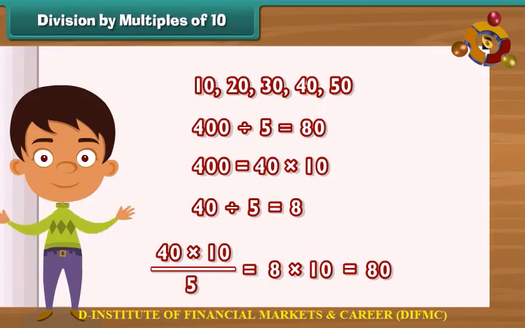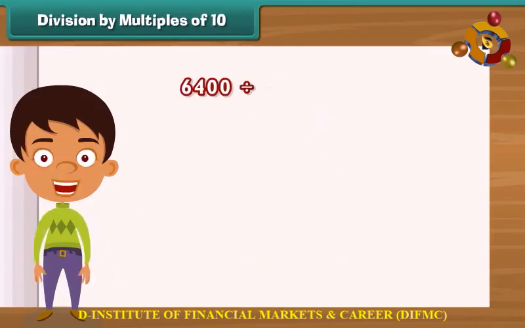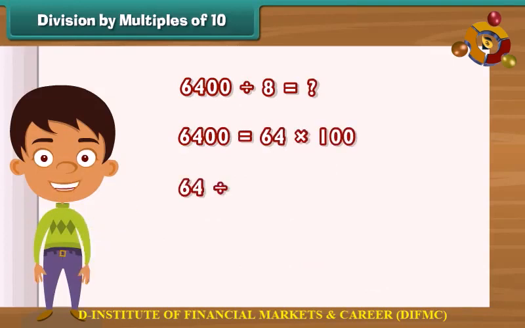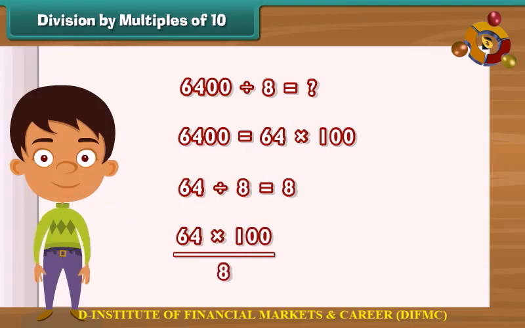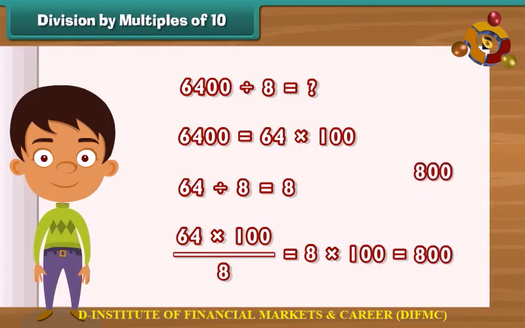Similarly, let us find the result of 6400 divided by 8. 6400 can be written as 64 into 100. 64 divided by 8, as we know, is 8. So, 64 into 100 divided by 8 is 8 into 100 or 800.